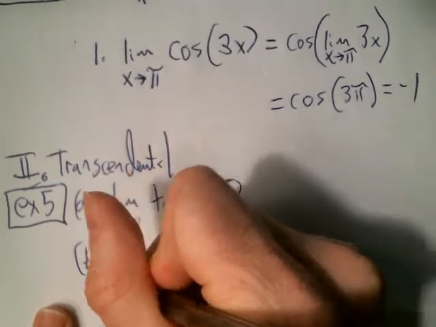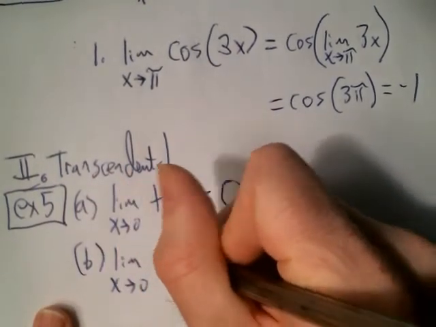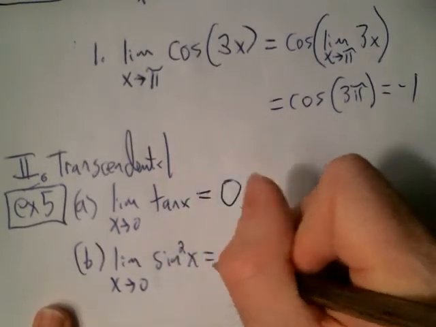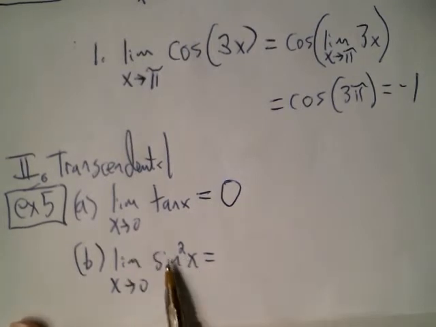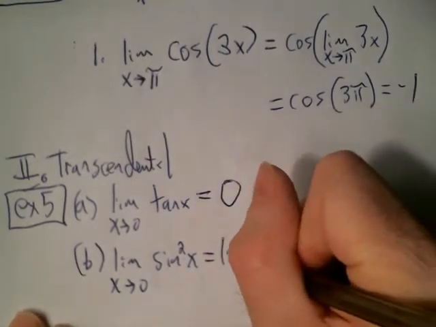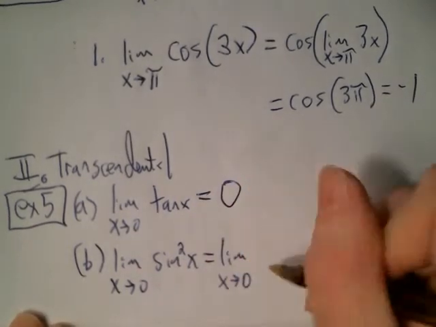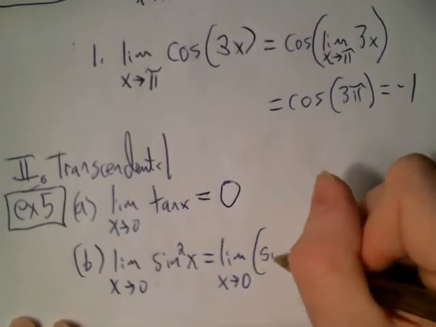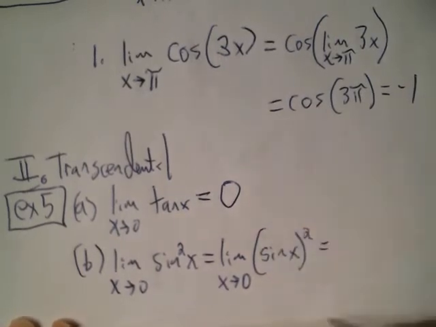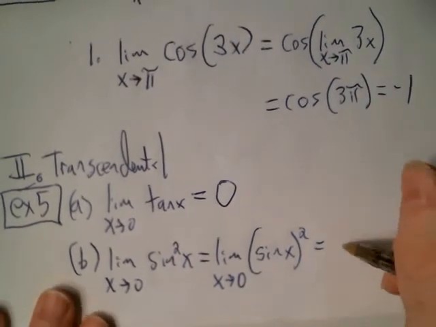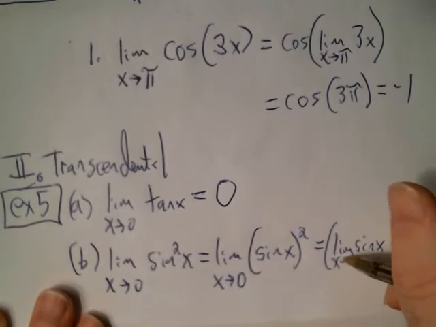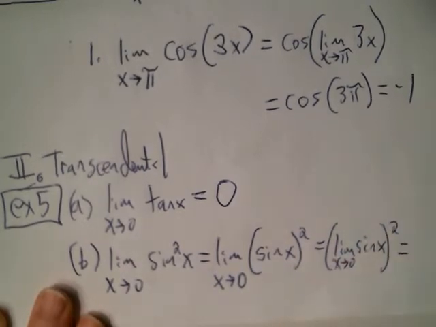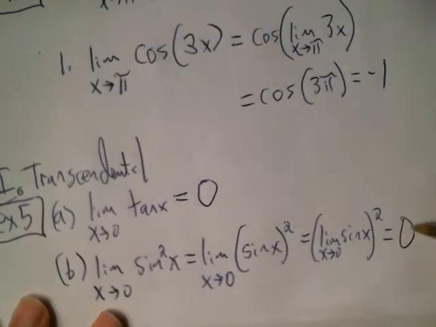Let's look at the limit as x goes to 0 of sine squared x. For some reason our brains have a little trouble processing this squared thing. It's really sine in parentheses, squared. And it turns out we can move the limit inside that square. So we have the limit of sine x as x goes to 0, and then square the result. That'll just be 0 squared, which is 0.